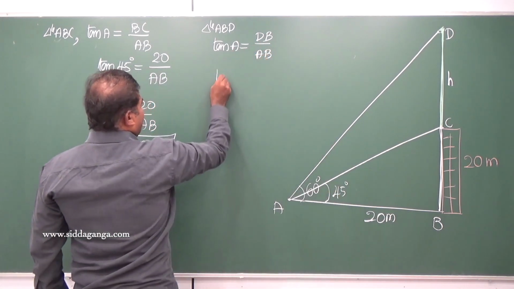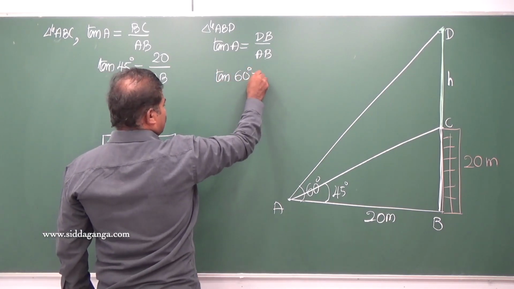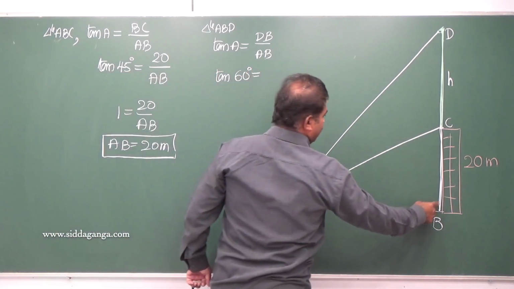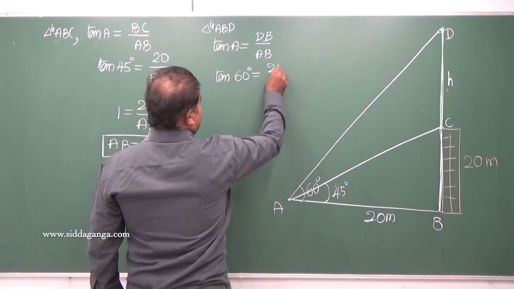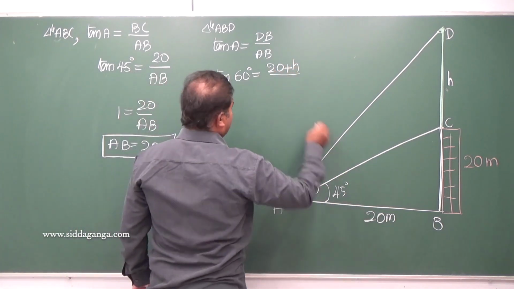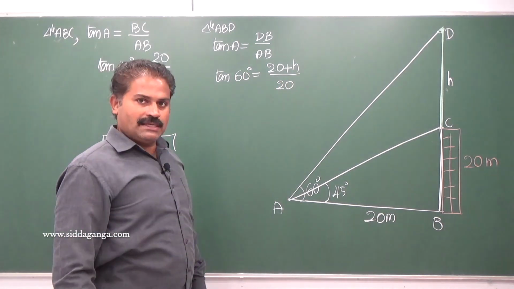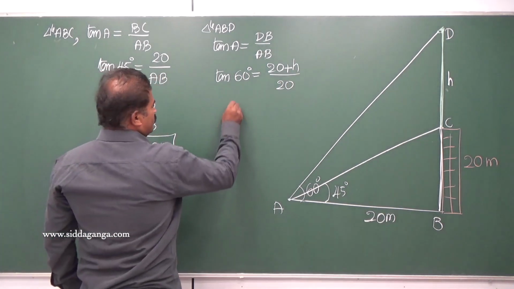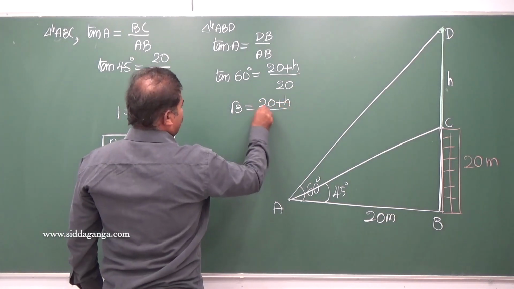So now you have tan 60 degree here, which is equal to DB. You have 20 meters, above that you have the height of the tower H. So this is 20 plus H divided by AB, which is 20. So what is tan 60? Tan 60 is root 3. So root 3 is equal to (20 plus H) by 20.